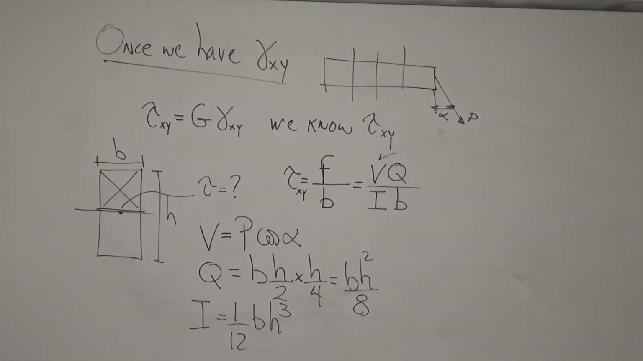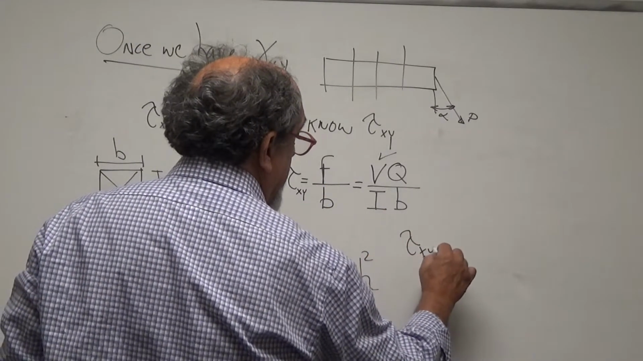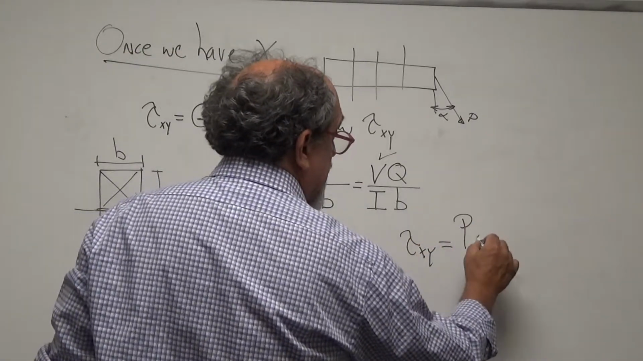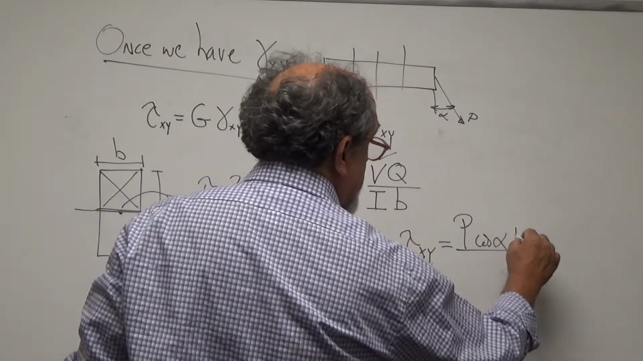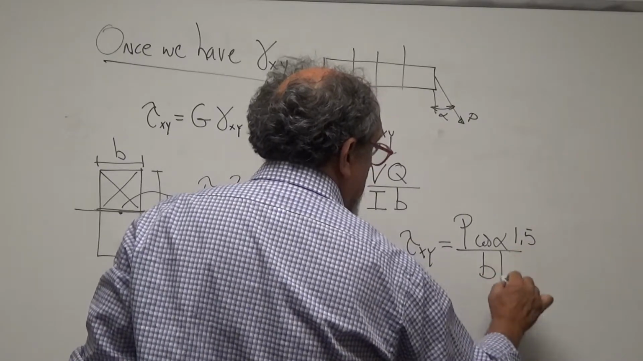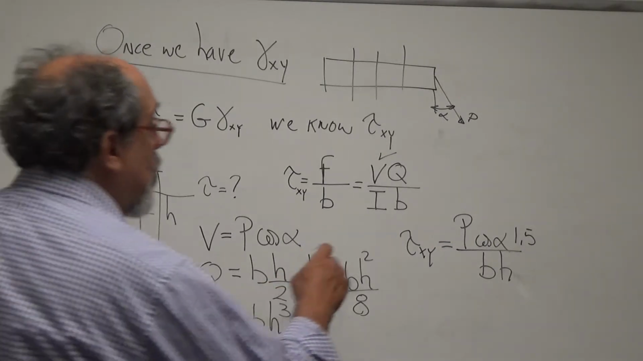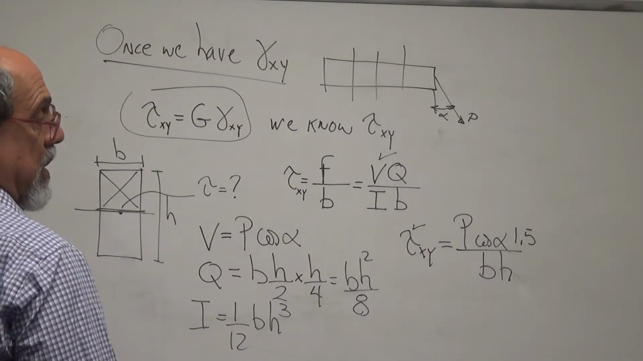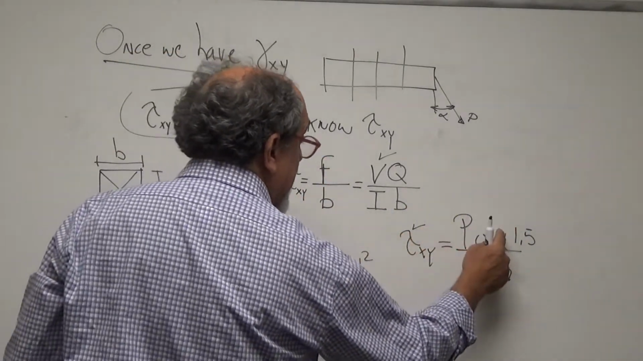So, if we substitute all those things in here, we would get that tau XY is equal to P times the cosine of alpha. You can check yourself, but it'll prove to be times 1.5 divided by BH. Okay? Now this equation, remember tau XY, you already knew it from before because you got it from here. So that's a number. You still cannot solve this equation because it has two unknowns, the load P and the angle alpha.